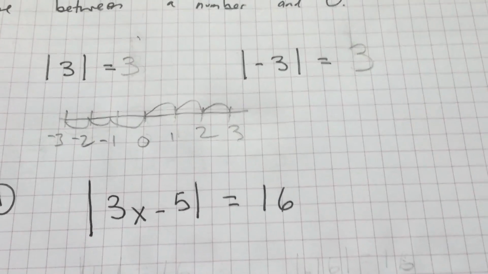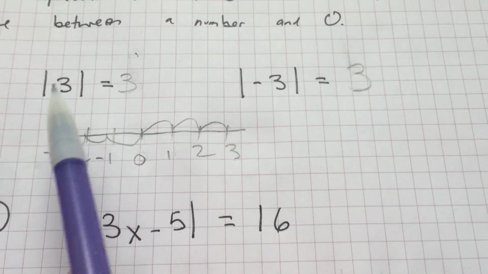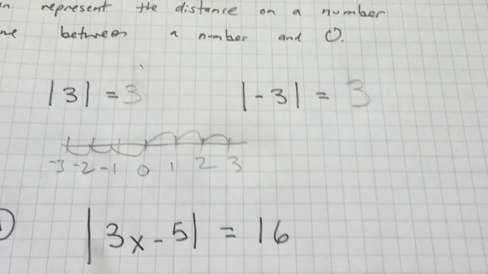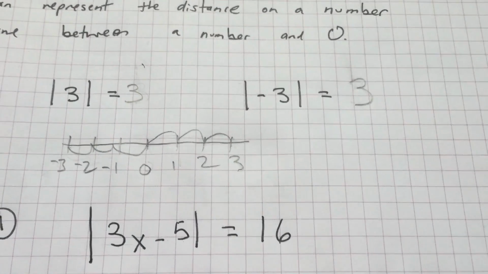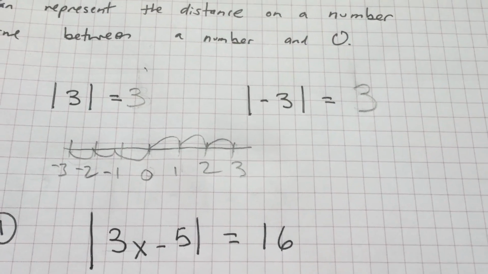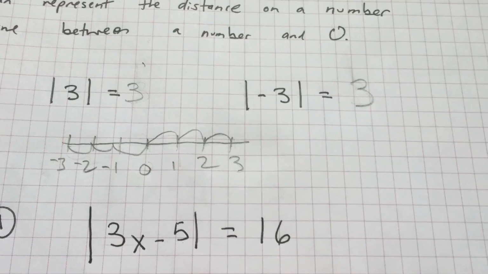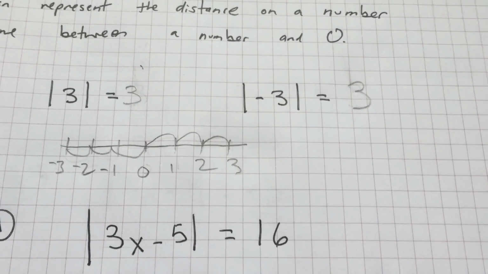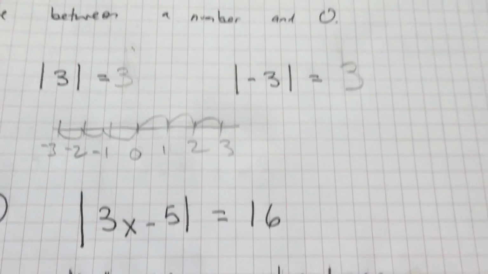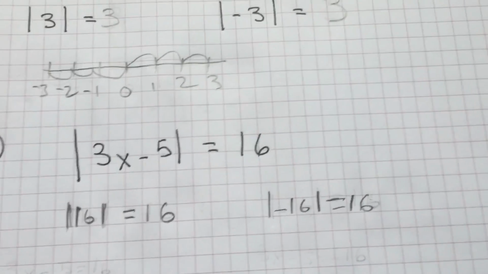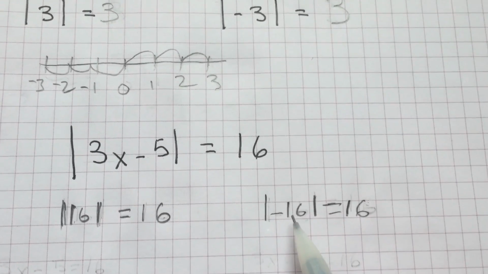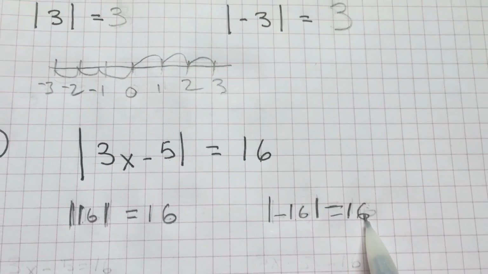Using the same concept as before, the absolute value of positive 3 will equal 3, and the same thing with -3 equals 3. I'm going to look inside and ask myself, when will the inside of the absolute value be a positive 16, and when will it be a negative 16? Because the absolute value of 16 will be 16, and the absolute value of -16 will be 16.